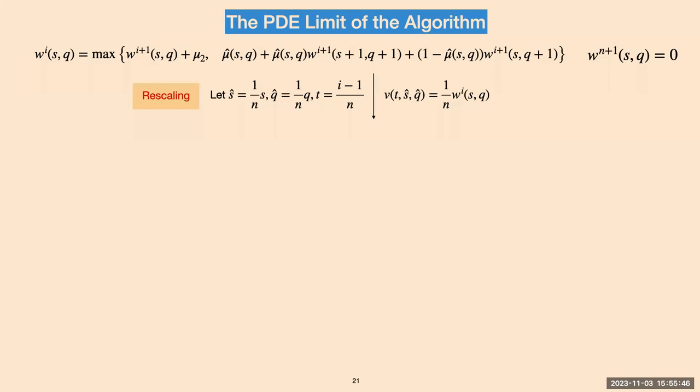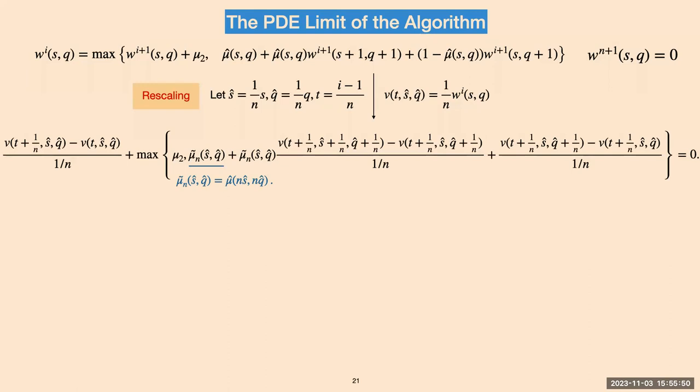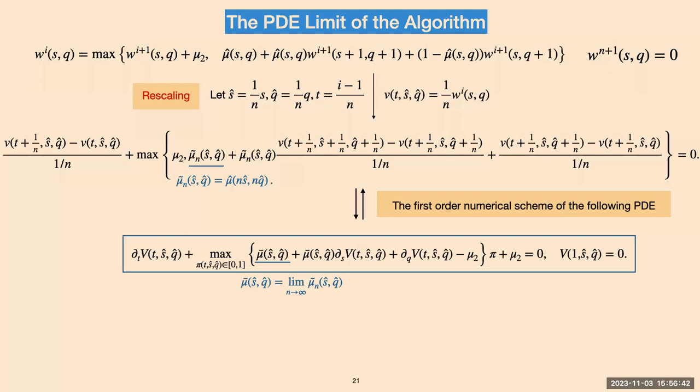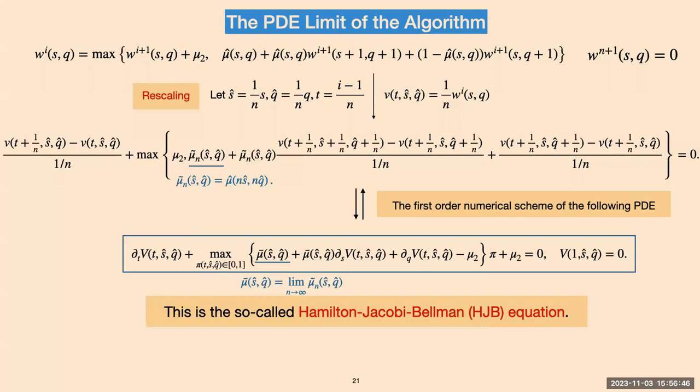After this rescaling, you will rewrite the original representation for omega in a new form. Here it has another V. If you rewrite that equation in terms of the rescaled variables S hat, Q hat, t, and V, then you start to see some kind of numerical PDE flavor. For example, this term is basically the finite difference scheme for the time derivative. This term is the difference in S hat, and this is the difference in Q hat. This is actually the first order numerical scheme for the following PDE, and this PDE is the so-called Hamilton-Jacobi-Bellman equation.